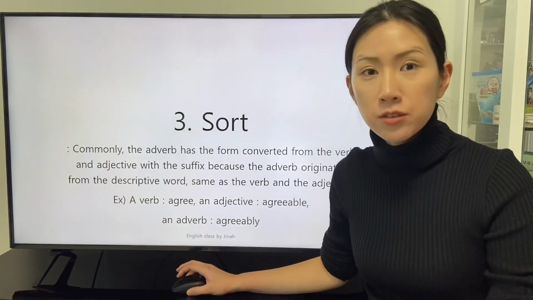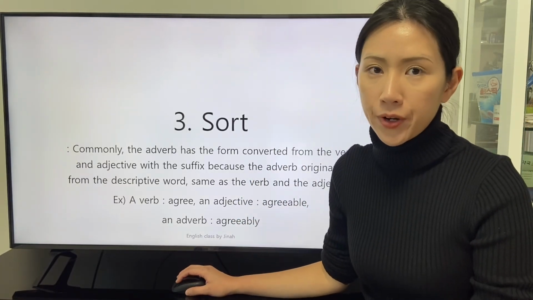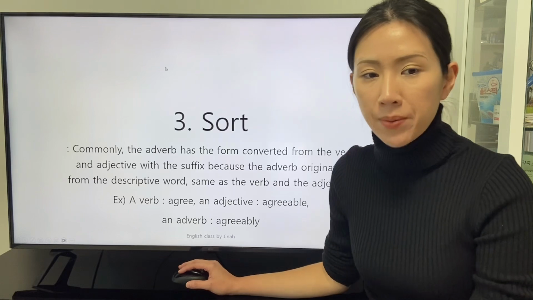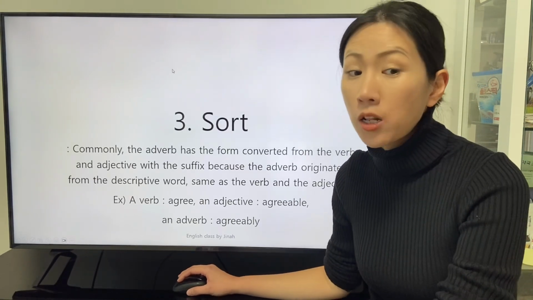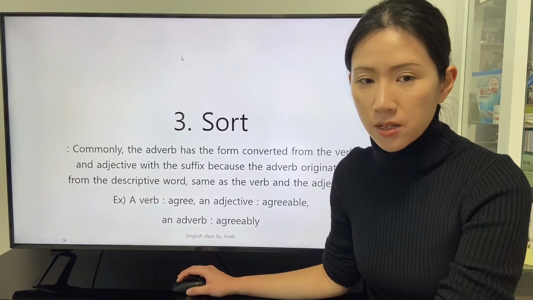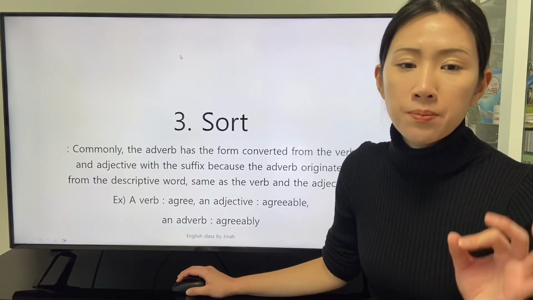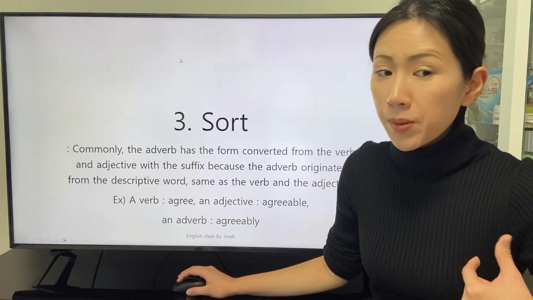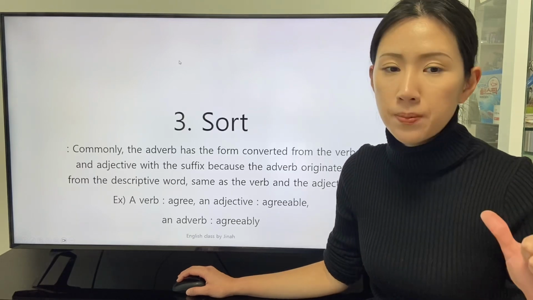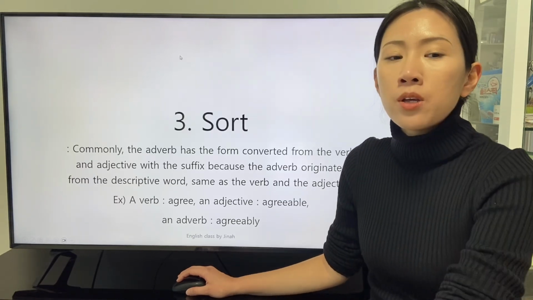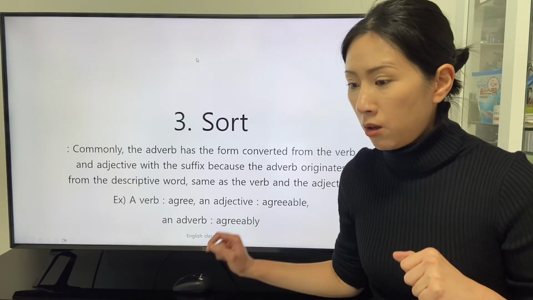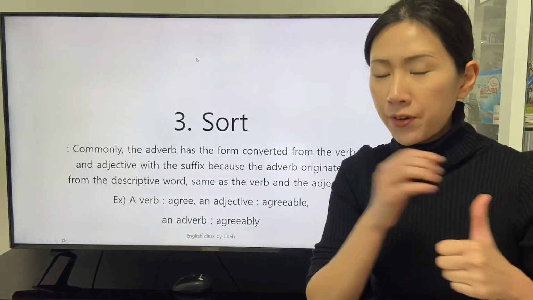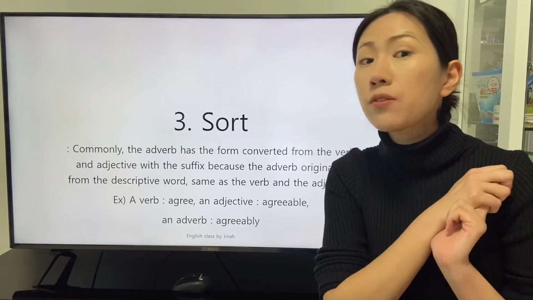Let's study about the sorts of the adverb. Commonly, the adverb has the form converted from the verb and adjective with the suffix, because the adverb originates from the descriptive word, same as the verb and the adjective. For example, there are a pair of a verb, adjective, and an adverb.